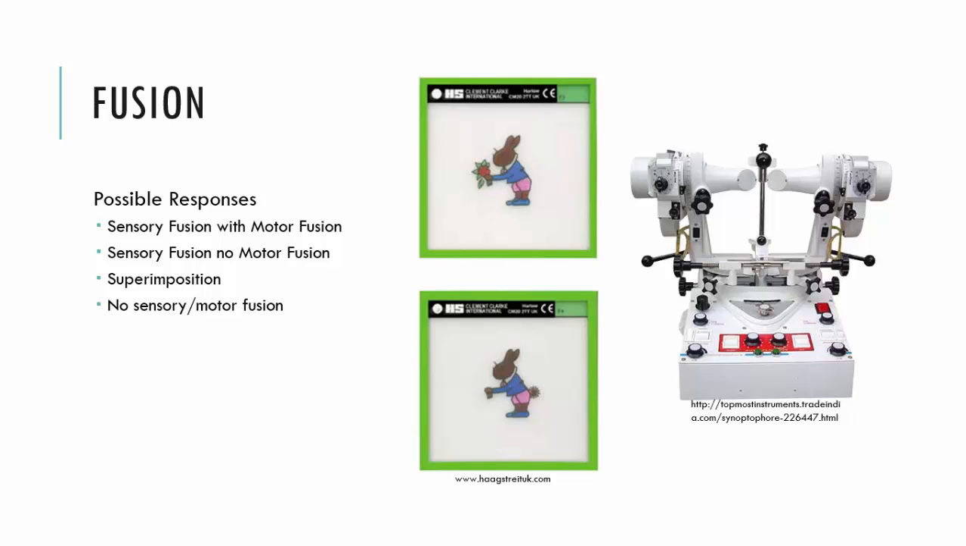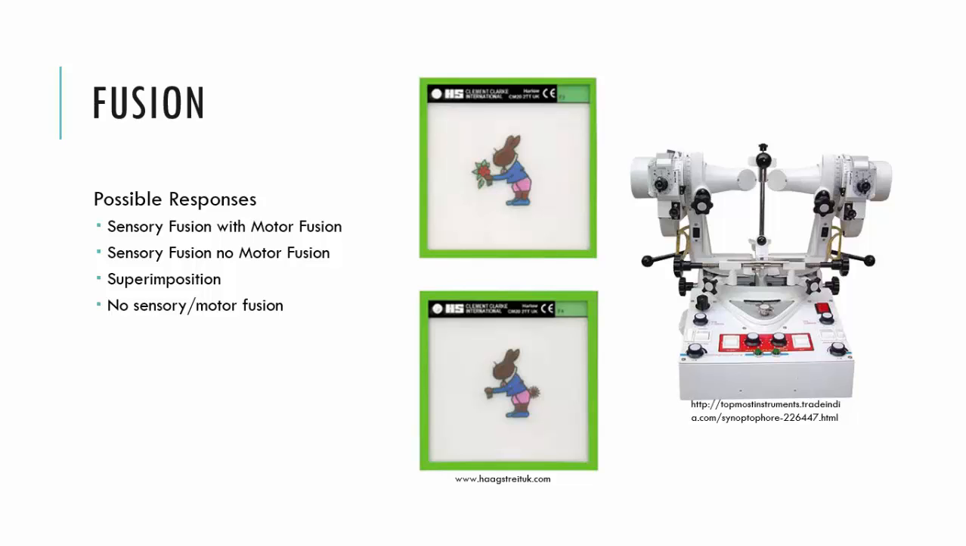The alternative is that the patient shows sensory fusion but no motor fusion. What does this mean? It means that upon commencement, the patient can see one rabbit with flowers and a tail, which tells us they have sensory fusion. But as soon as you try to diverge or converge the tubes, the patient immediately develops diplopia, in other words, sees 2 rabbits, or they immediately suppress one of the images so the flowers disappear or the tail disappears. So this patient cannot maintain that fusion through a vergence movement.